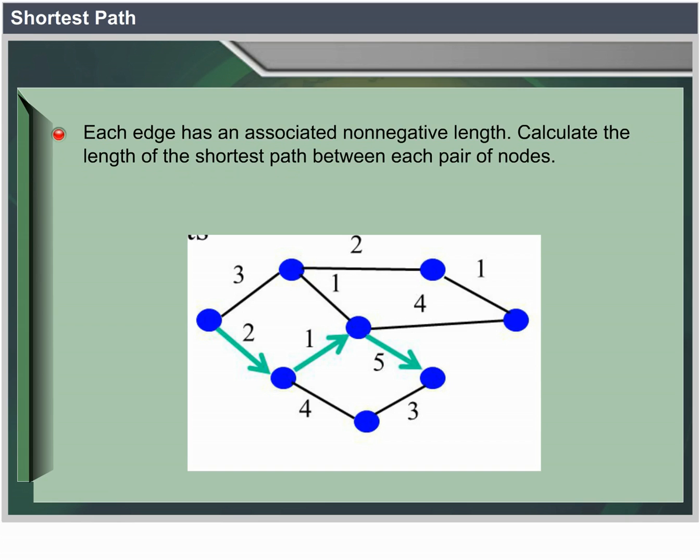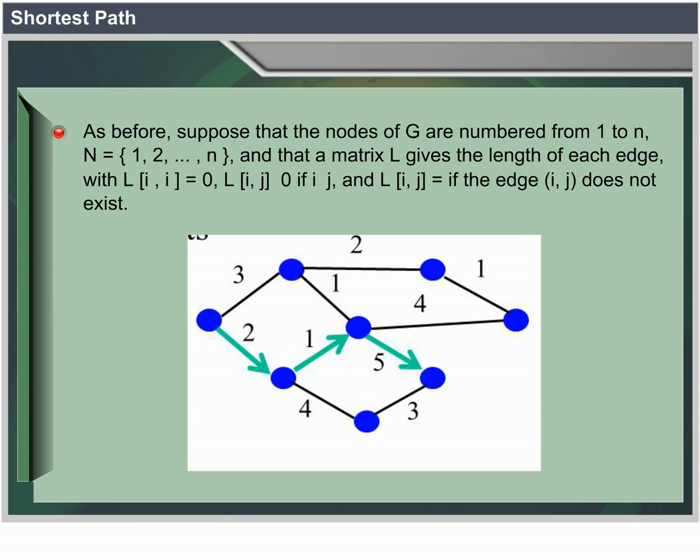As before, suppose that the nodes of G are numbered from 1 to n, N = {1, ..., n}, and that a matrix L gives the length of each edge, with L[i,i] = 0, L[i,j] >= 0 if i is not equal to j, and L[i,j] = infinity if the edge (i,j) does not exist.